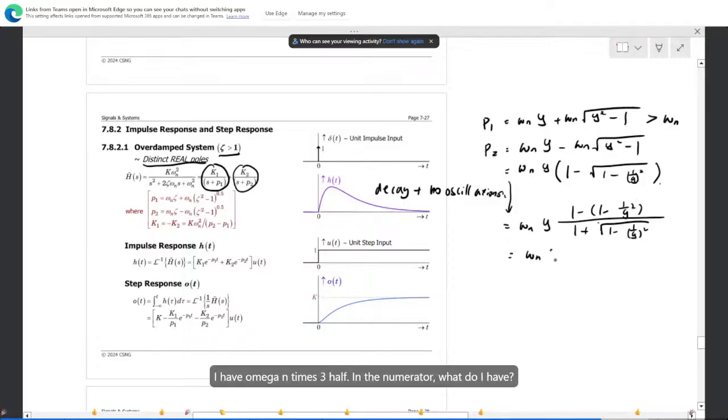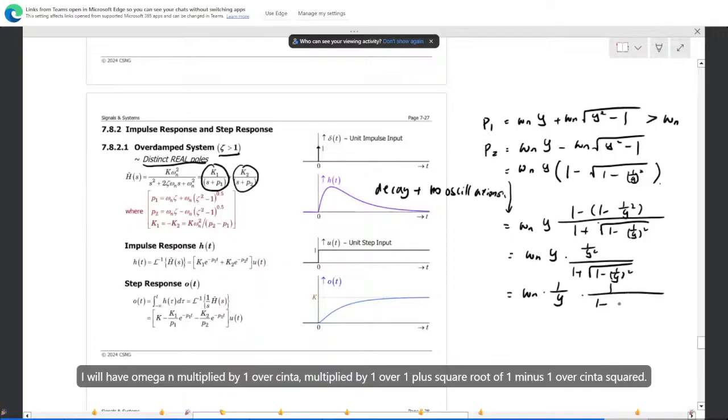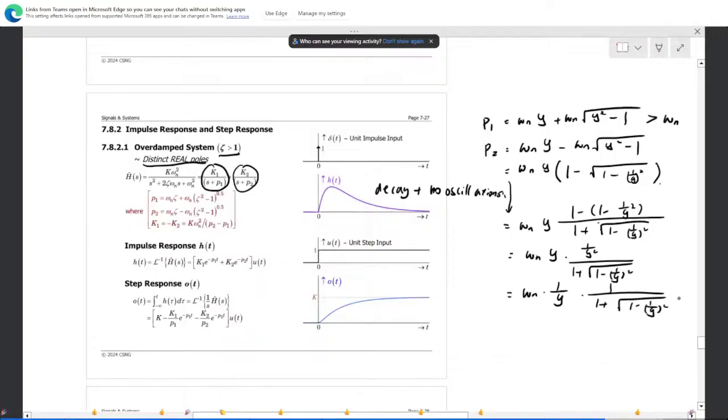And now I have omega n times theta. In the numerator, what do I have? I will have 1 over theta square. And in the denominator, I will have 1 plus the square root of 1 minus 1 over theta square. And then I will have omega n multiplied by 1 over theta multiplied by 1 over 1 plus the square root of 1 minus 1 over theta square.